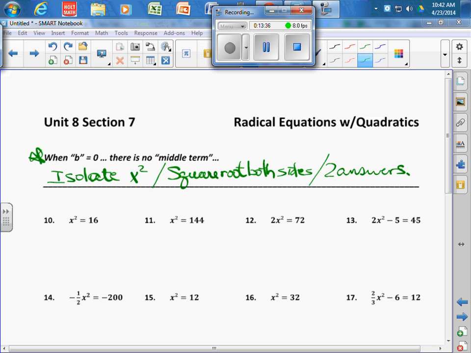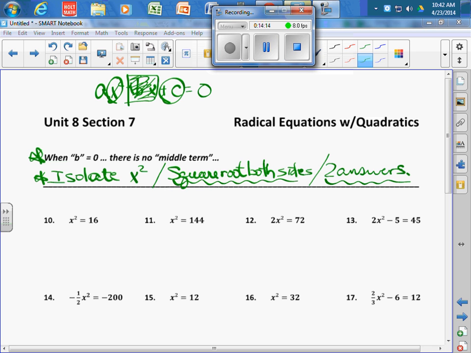All right, so in this part of section 7, we still have a quadratic equation, but in this case, b is equal to 0, meaning there is no middle term. Remember, ax squared plus bx plus c equals 0. Well, this term is gone, so we just have an x squared term, and then we just have the number that's by itself. Well, what we're going to have to do is isolate the x squared.